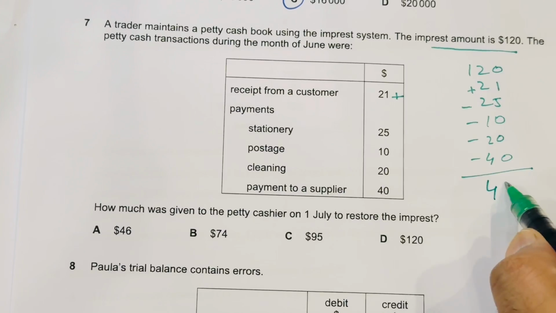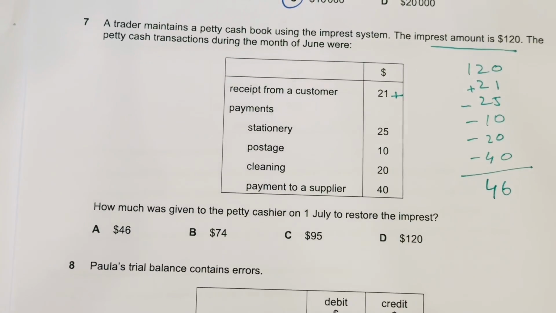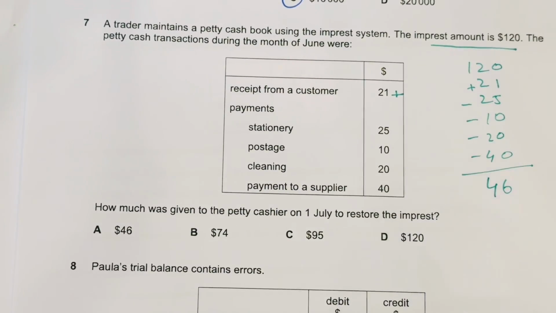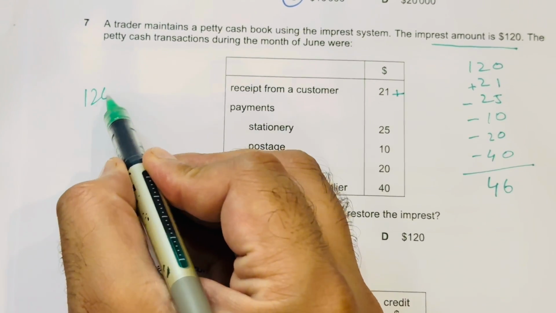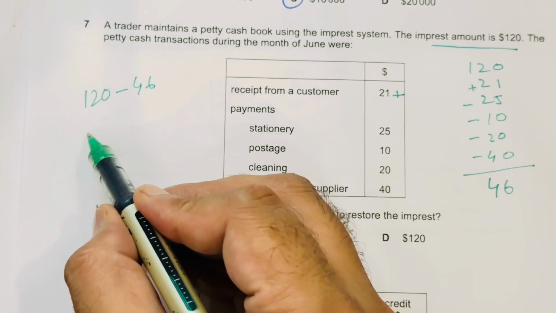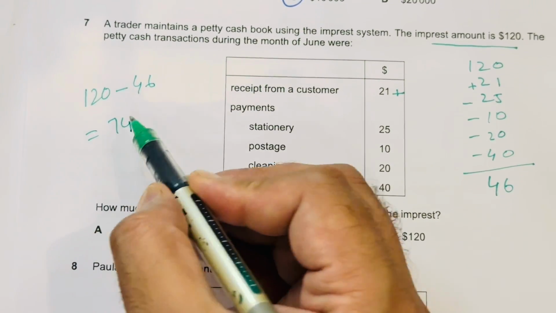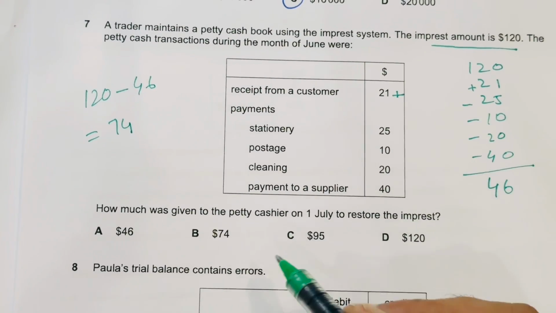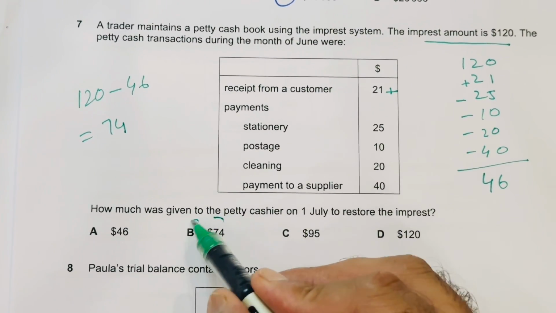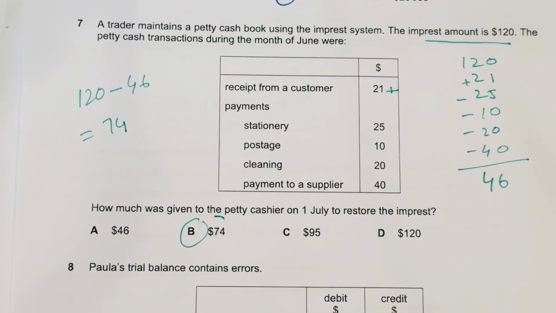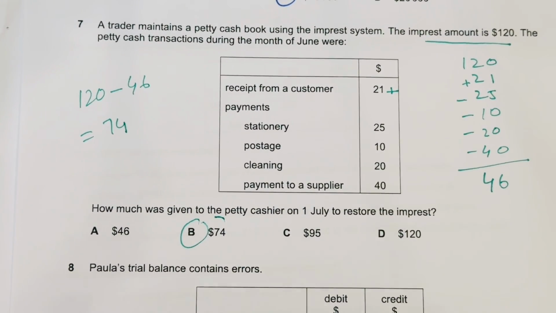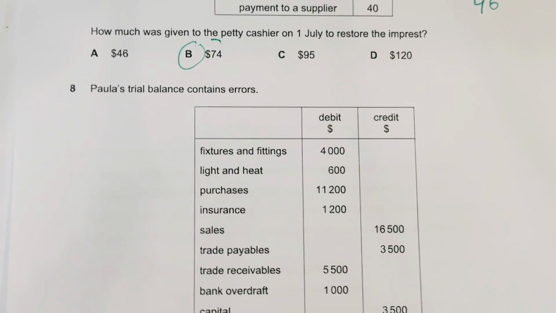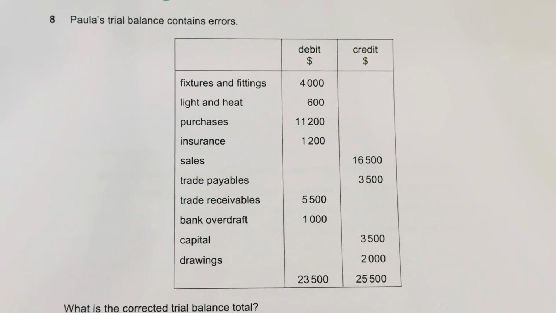with 46. So how much should be given to the Imprest system? The Imprest system total is 120. So we're gonna subtract 120 minus 46. The answer would be 74. So he should be adding 74 to complete this amount of 120 at the start of each month. This is how we have calculated. This was again a simple question of the Imprest system. Now we will move to question number 8.